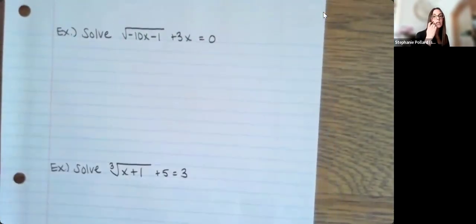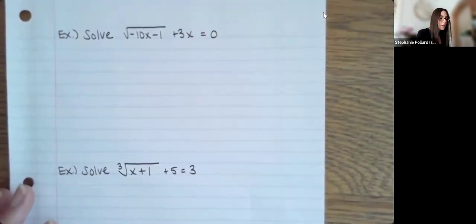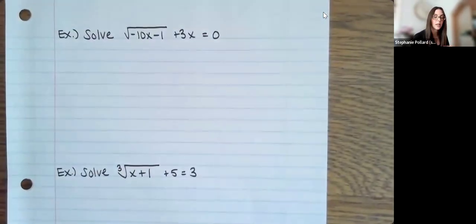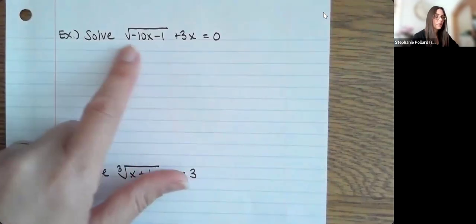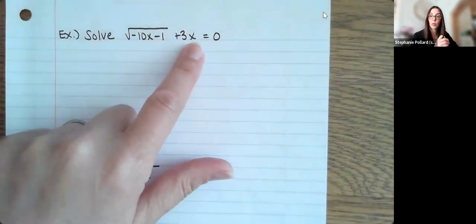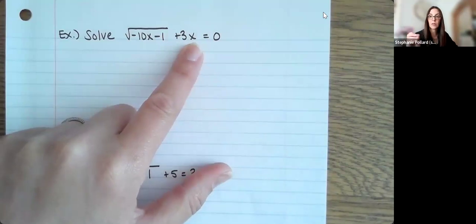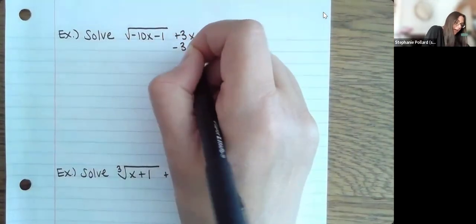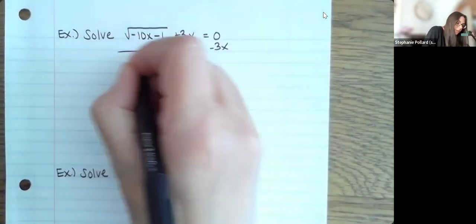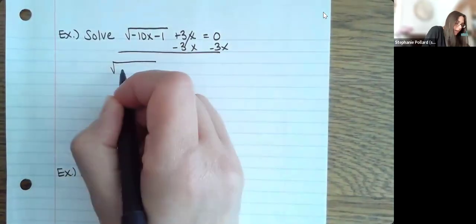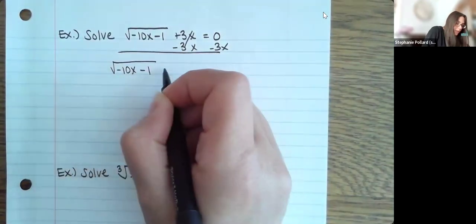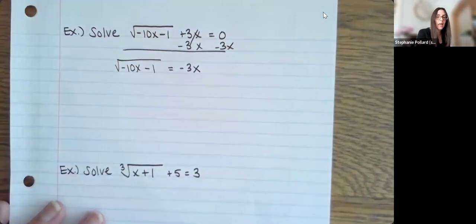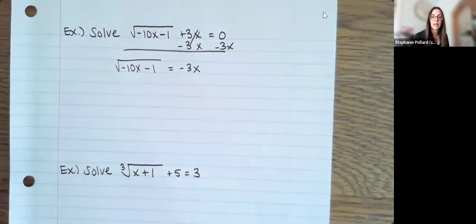All right, let's look at another example. I'm going to focus on the example up top here. Now notice that this one is not ready to start yet. I see a square root, but I also see a plus 3x hanging out on the same side as that square root. So I want to bring that 3x to the other side and get that root by itself. So I'm going to go ahead and subtract 3x from both sides. And I will have the square root of negative 10x minus 1 is equal to negative 3x. I don't need that plus 0 there, so I'm just going to use the negative 3x on the right side.